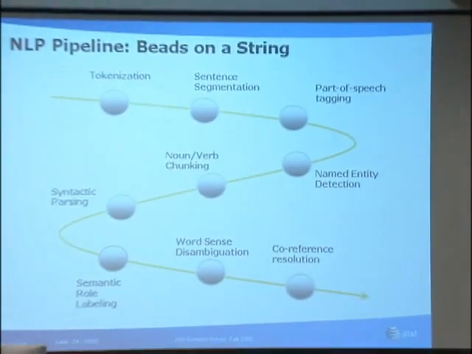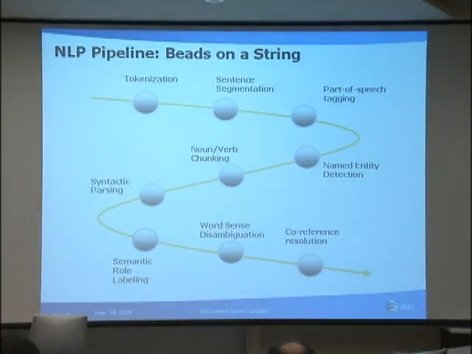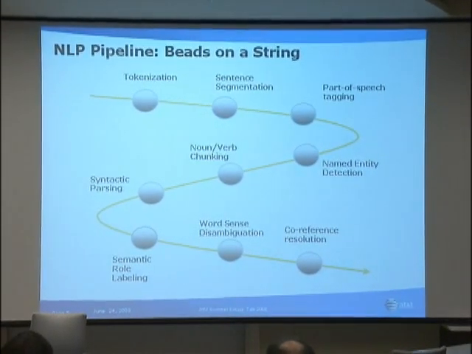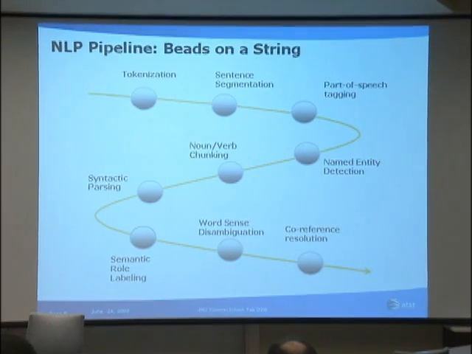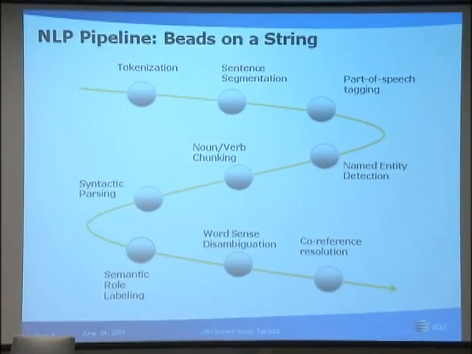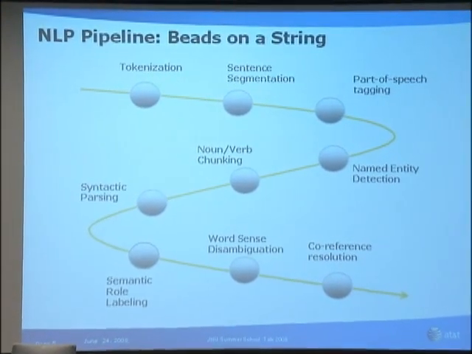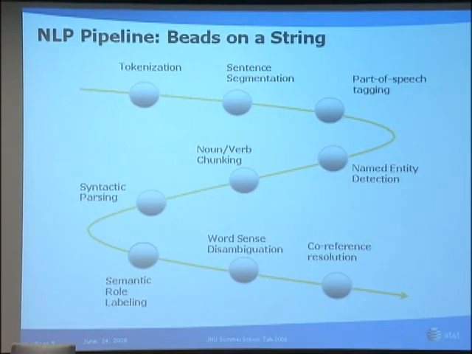Quite a few of you who have done an NLP course might recognize this sort of set of boxes or beads on the string. People who have not seen it, you'll see it. I'll go through them stepwise. So first thing is tokenization. So given text or speech, you have to chop it up into some units.